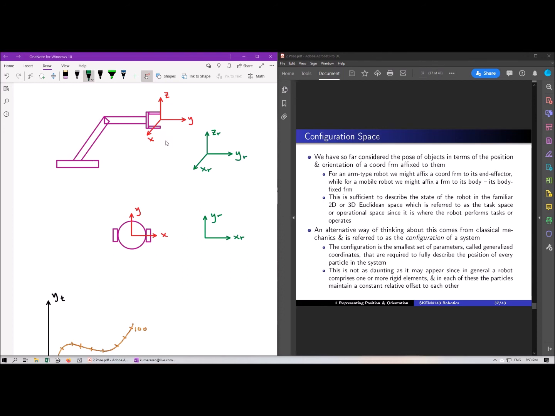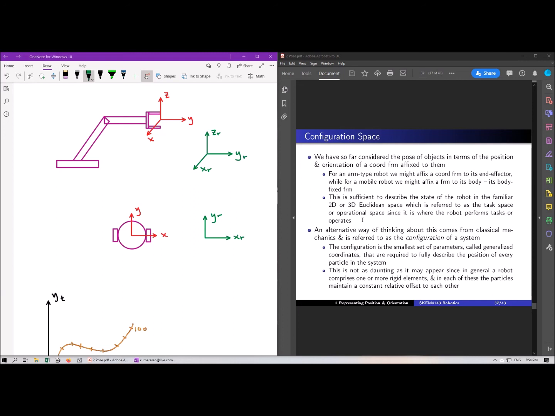So imagine this is a robotic arm, and we might attach a coordinate frame at the end effector. So when the robot and thus the end effector moves, this coordinate frame will move together. Similarly with a mobile robot, we may attach a coordinate frame fixed to the robot. This is sufficient to describe the state of the robot in the familiar 2D or 3D Euclidean space, which is referred to as the task space or operational space, since it is where the robot performs tasks or operates.